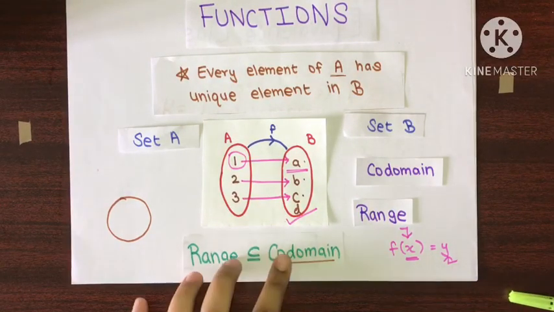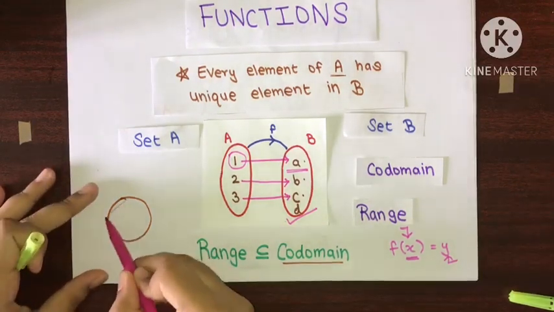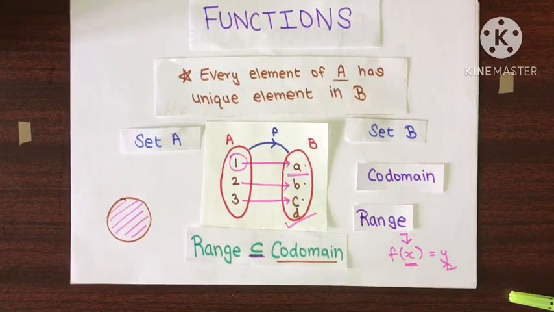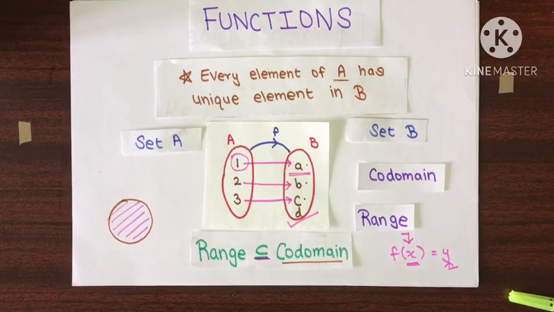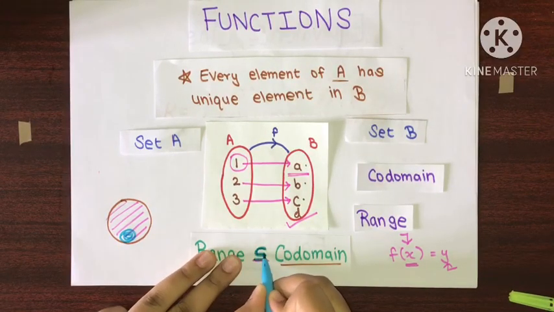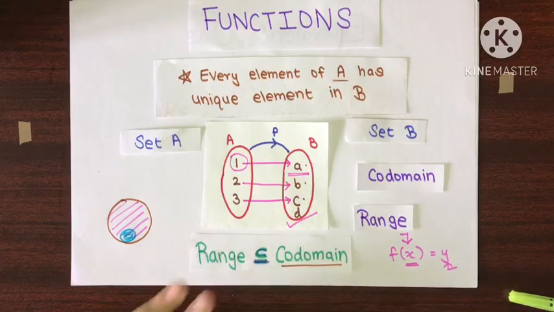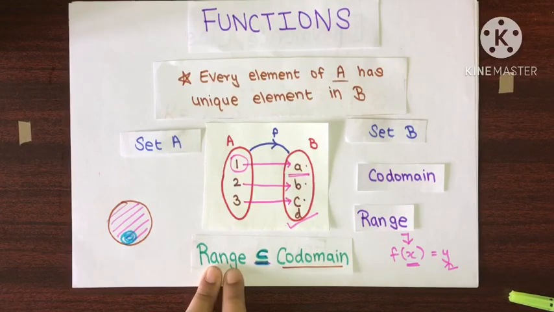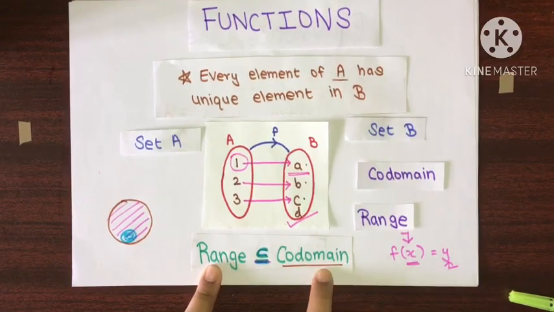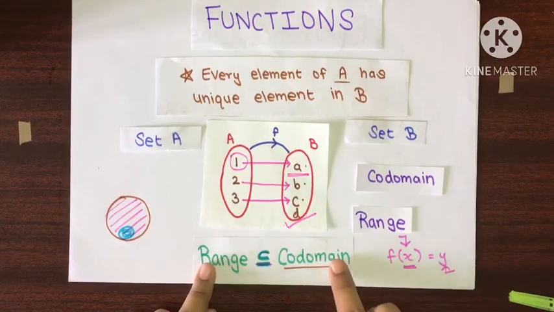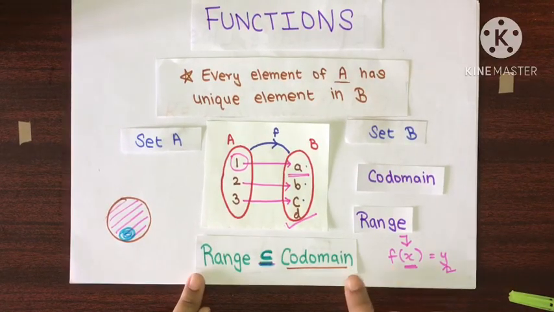I can have a range which consists of this entire circle. It can equal my codomain, or it could only be a part of my codomain. So this means that it's a subset, or it could be equal to your codomain. In both of these scenarios, your range will be a subset of your codomain, or your range will equal your codomain. This is a condition that never fails in functions, so always keep it in mind when you're solving future problems.